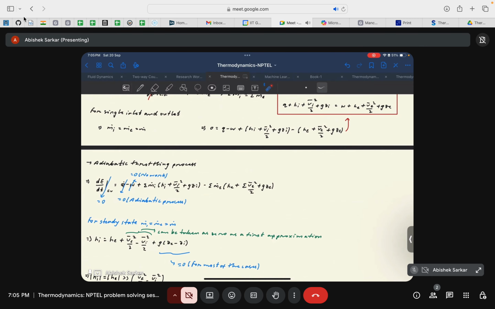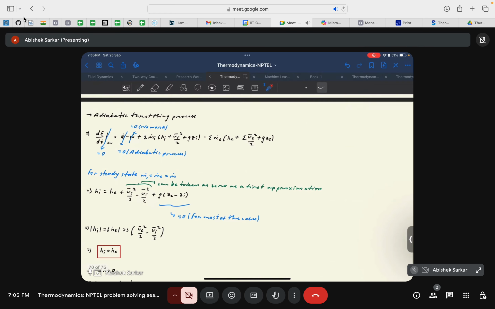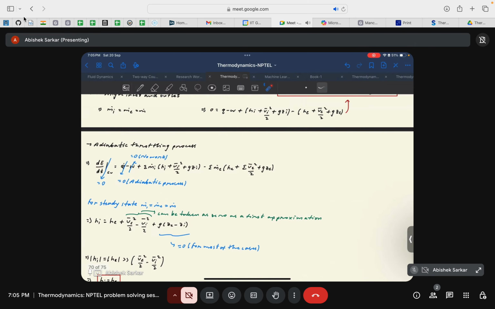So let us start with the adiabatic throttling process. For an adiabatic throttling process, again in a steady state case, the du by dt term is equal to 0. Adiabatic would imply there is no heat interaction, and for a throttling process there is usually no work done.